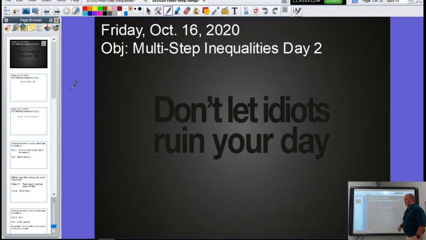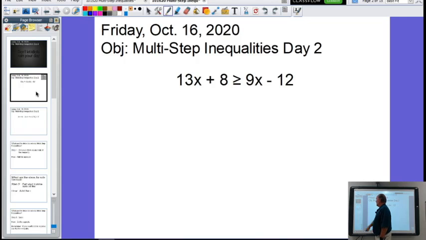Okay, so I like this quote up here on the board. It says, don't let idiots ruin your day. So don't let that happen. Don't let idiots ruin your day. Just remember, I'm not an idiot. I'm just your math teacher. Okay, so here we go.